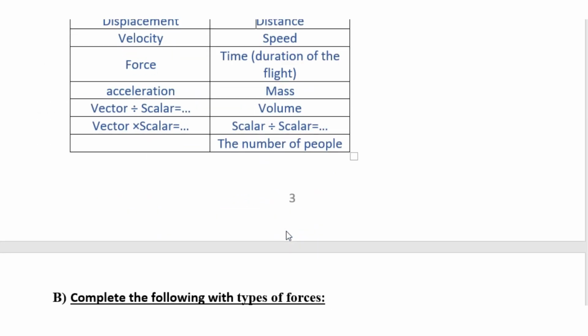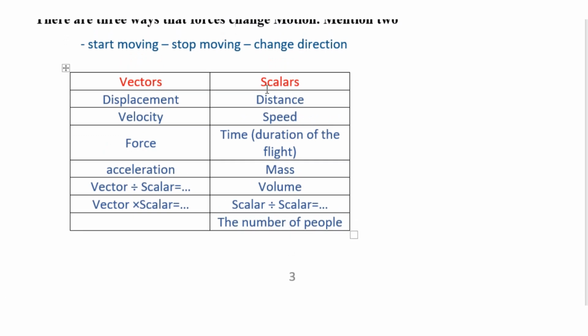Here you have some quantities about vector and scalar. So vectors, you have displacement, velocity, force, acceleration. If you divide a vector by a scalar, the result is a vector. If you multiply a vector by a scalar, the result is a vector. While scalars are distance, speed, time, the duration of the flight, the duration of the class, and mass, volume. If you divide a scalar by a scalar, the result is a scalar. The number of students, the number of people, the number of passengers, all of these are scalars.